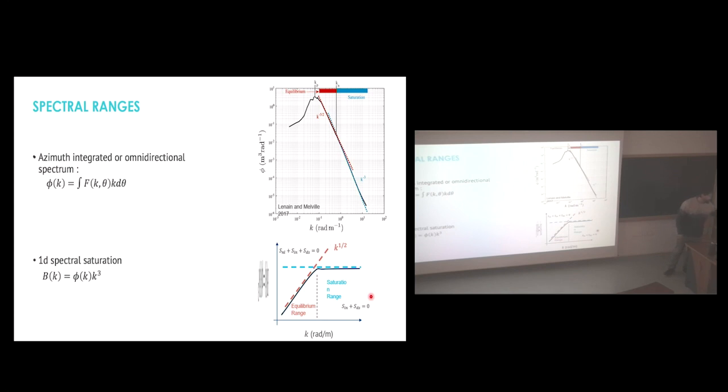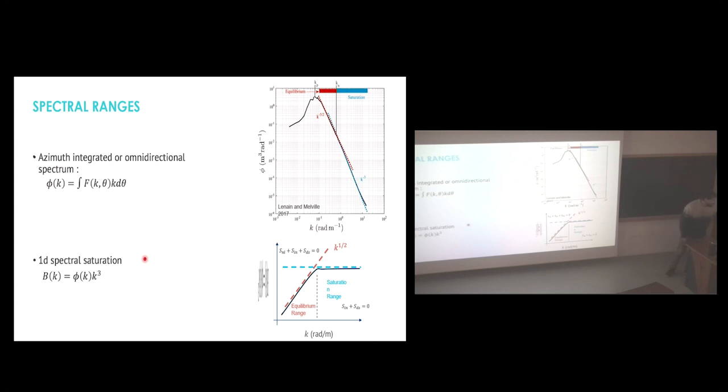And I'm introducing here, though there's weird symbols, this should be capital B, the spectral saturation. So it's a measure of the mean square slope locally within the spectrum if you assume self-similar wave groups. And that parameter has been used extensively to parameterize breaking in the field.